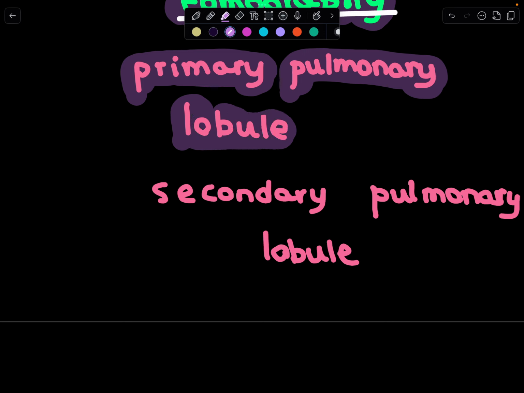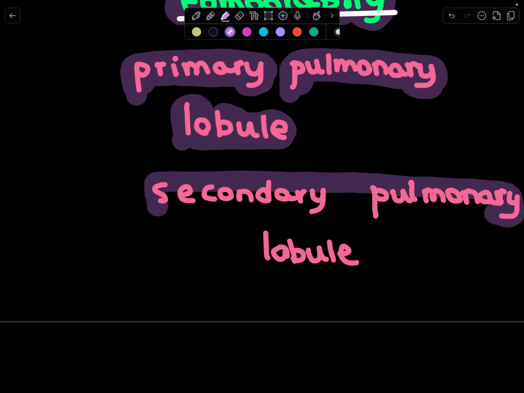I still don't understand these primary and secondary pulmonary lobules, what they are.